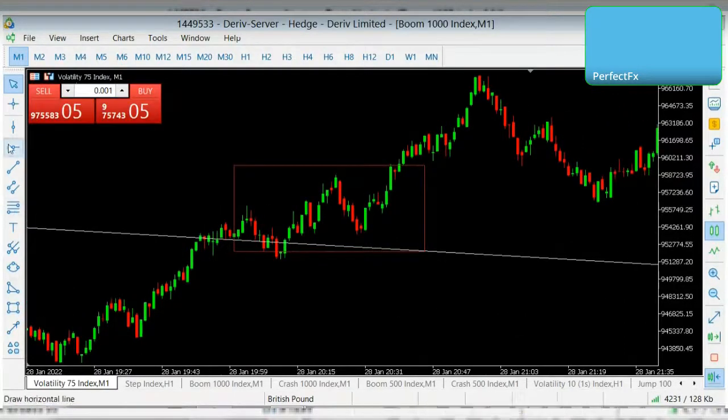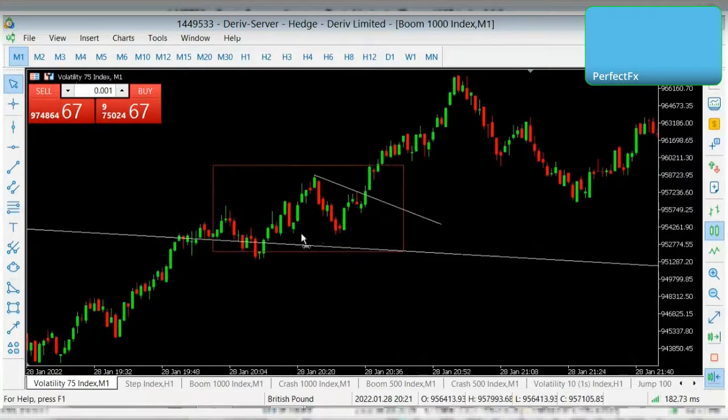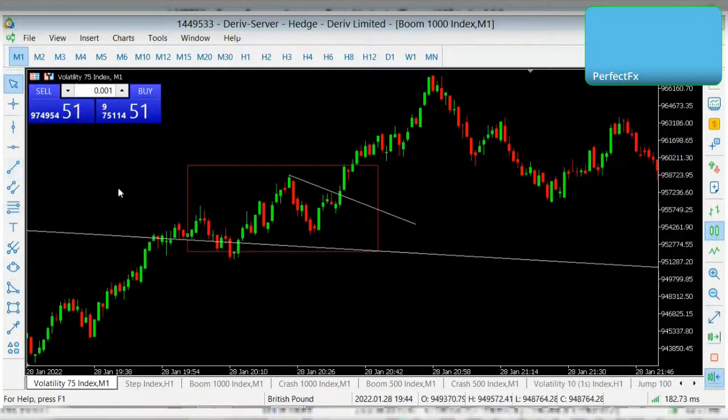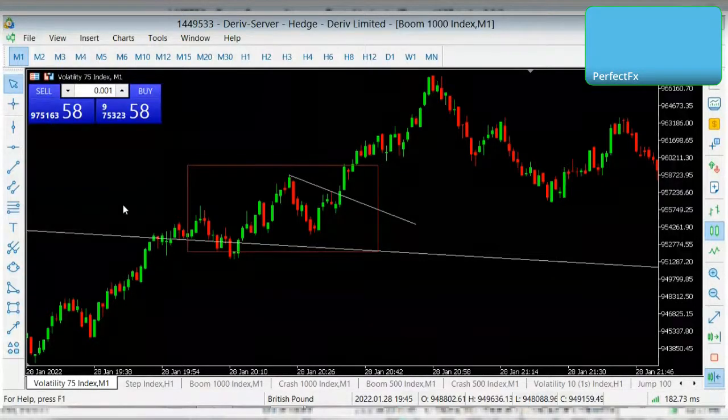Then what you want to do on the 1 minute time frame, let me zoom it in, is wait for another significant break of trend line. Once the candle closes above the trend line on the 1 minute time frame, what you'll be looking for is entering the market to the upside.